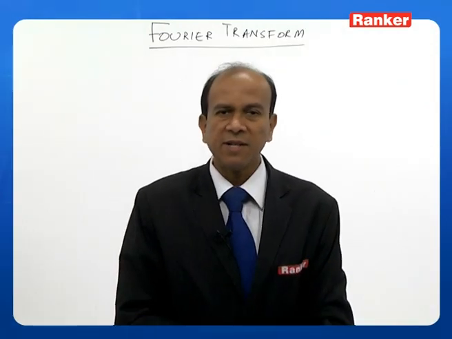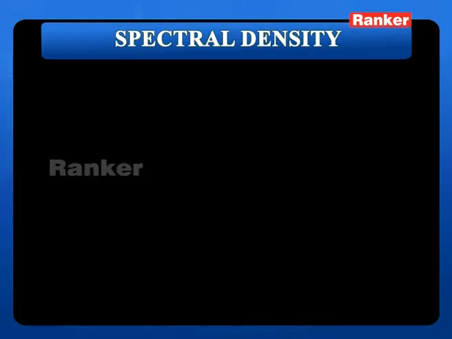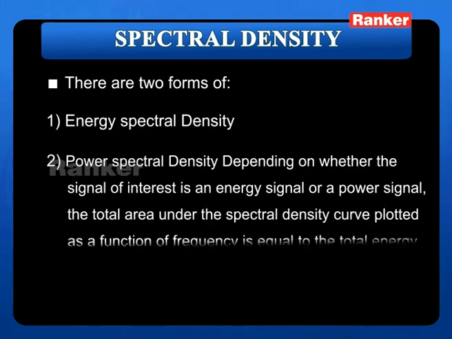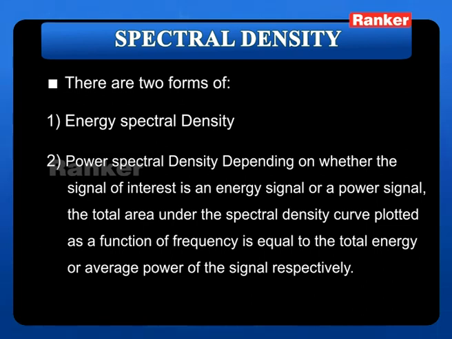Now let us look at spectral densities. There are two types of spectral densities. One is an energy spectral density, then there is a power spectral density. Depending on whether a signal of interest is an energy signal or a power signal, the total area under the spectral density curve plotted as a function of frequency is equal to total energy or average power of the signal respectively. So let us understand this.